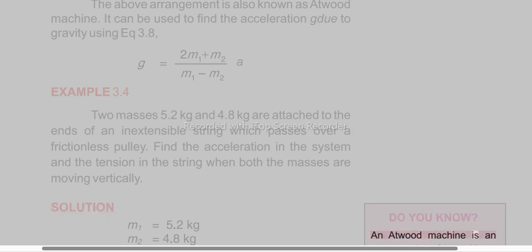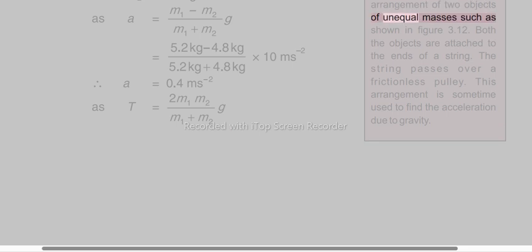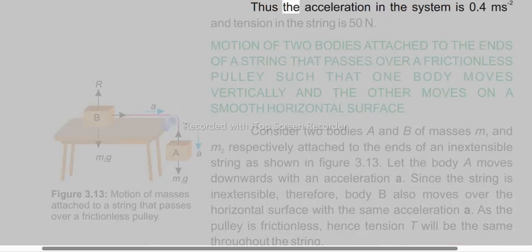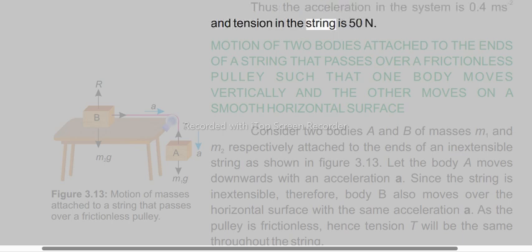An Atwood machine is an arrangement of two objects of unequal masses such as shown in figure 3.12. Both the objects are attached to the ends of a string. The string passes over a frictionless pulley. This arrangement is sometimes used to find the acceleration due to gravity. Thus the acceleration in the system is 0.4 m/s squared and the tension in the string is 50 N.